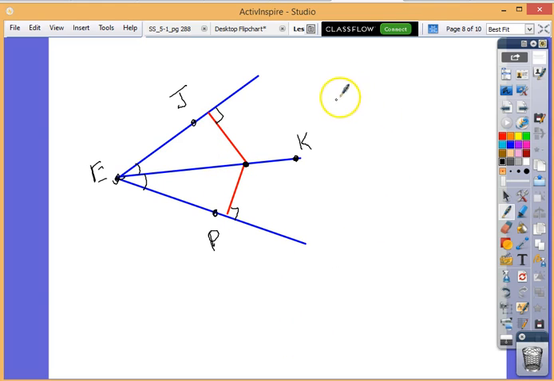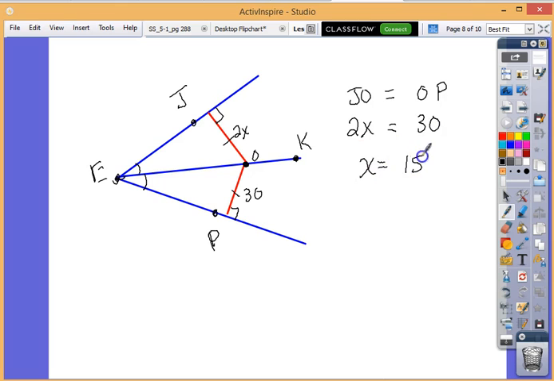So if I say that this line segment was 2x, and I say that this line segment was 30, then I should be able to find the value of x. Because this is an angle bisector, that means that is congruent to that. So we can set up the equation JO is equal to OP. And I really want you to get in the habit of writing the segments down and then substituting in. Substitute in 2x for JO, substitute in 30 for OP, and x will equal 15.